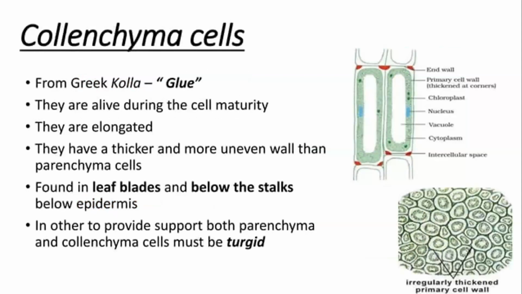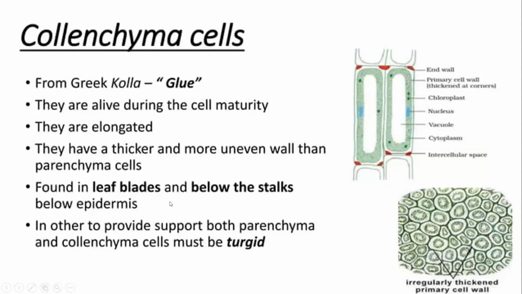From the Greek, chola means glue. So they are mainly attached. They are living during cell maturity. They are elongated and they have a thicker and more uneven wall than the parenchyma cells. These are also living cells. Generally the cell wall is evenly thickened, but here uneven thickenings are seen.